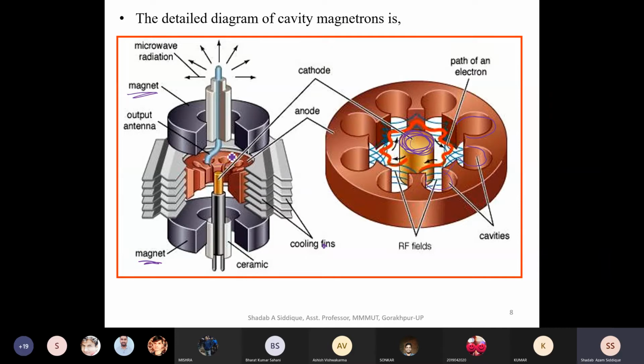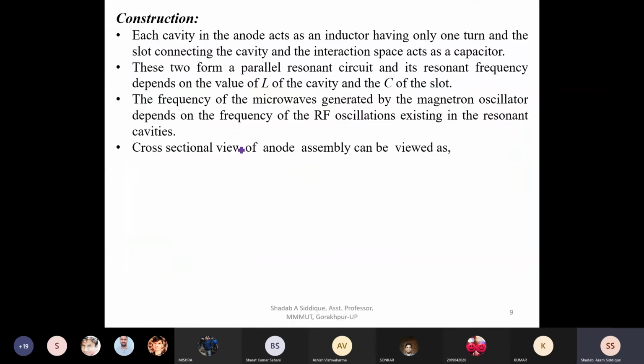So that is the diagram of the cavity magnetron. The red indication is a rough view of the path of the electron. Now we can see how it is constructed.